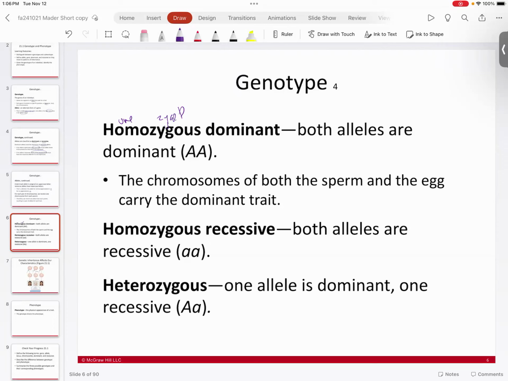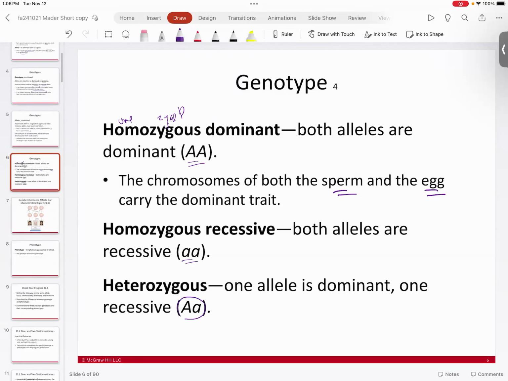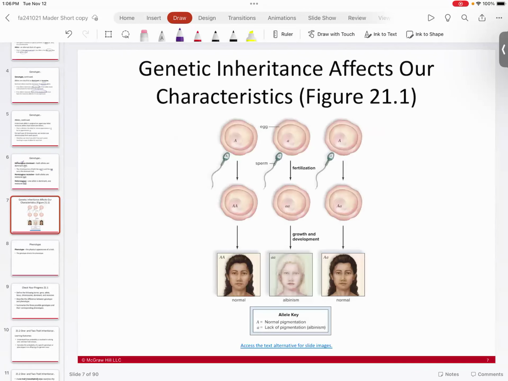In this case, you'd have two uppercase, big A, big A. Basically, you're getting a dominant trait from the mom, that is the egg, and the dominant trait from the dad, which is the sperm. You can also get homozygous recessive, in which case both alleles are recessive. And then there's heterozygous, where you have a combination of each, one recessive and one dominant. That would be considered heterozygous. Hetero means different, zygous, different eggs.